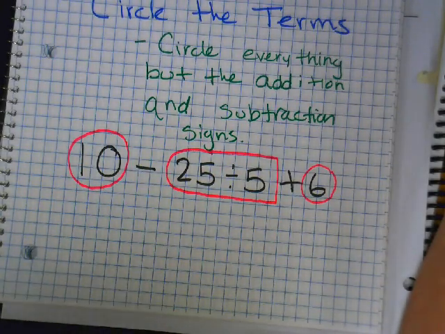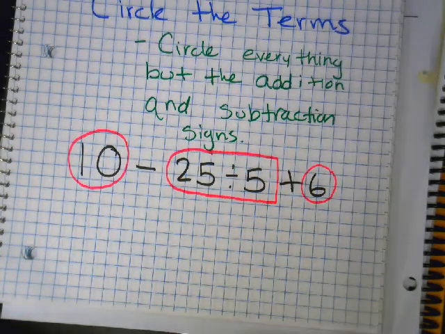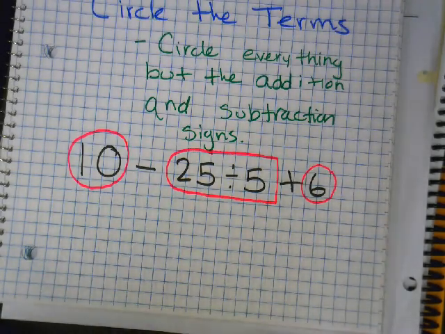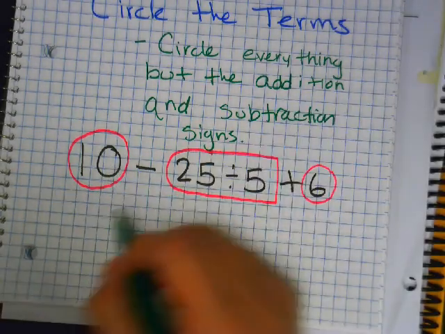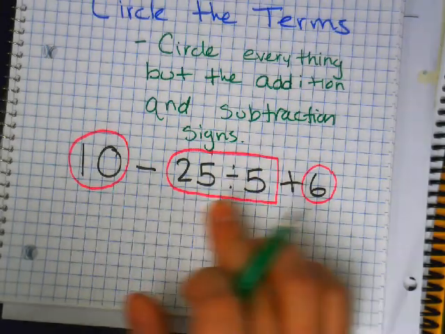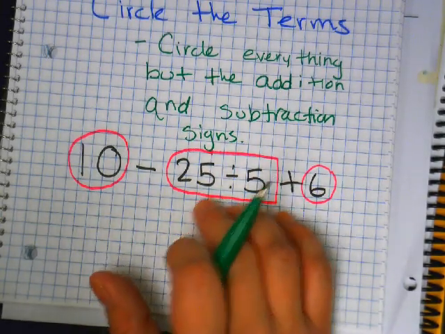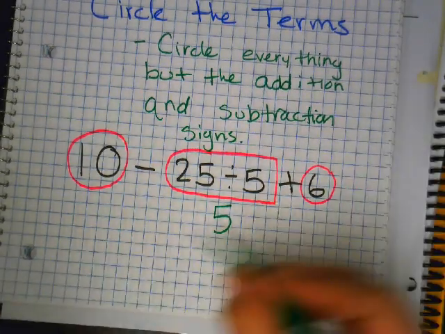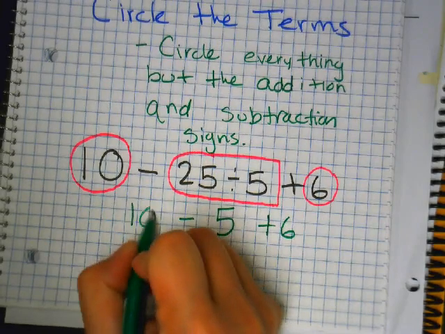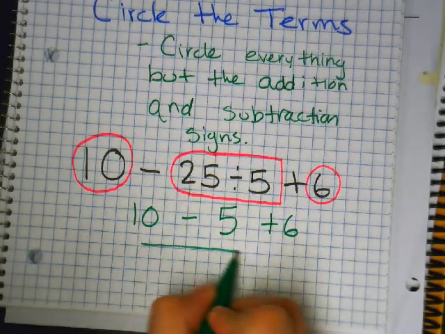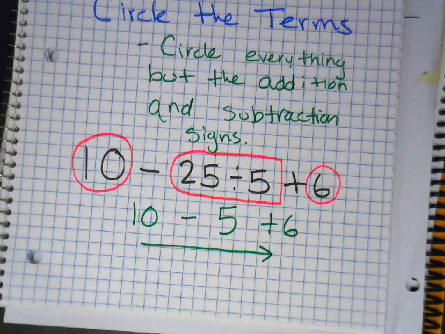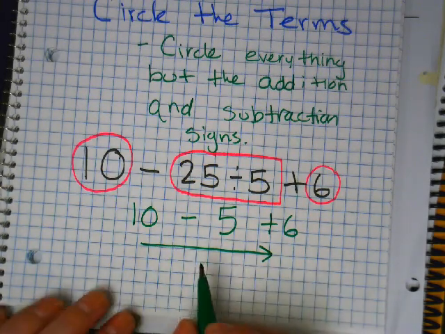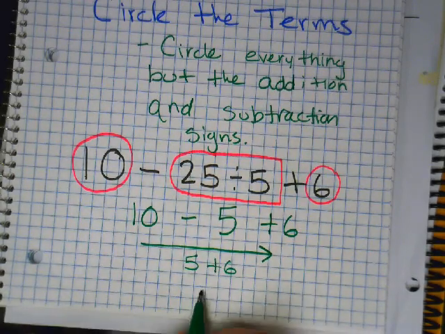All right. So we circle and then we do each mini problem in the circle. This forces us to do order of operations. So we circle the 10, nothing's there. We circled this. Let's do this math problem. What's 25 divided by 5? So we have 5 here. Then we bring everything down. And then you do everything from left to right. So we get 5 plus 6, which is 11.